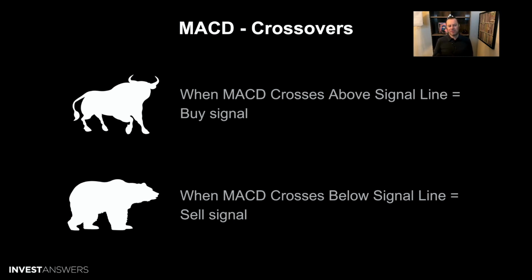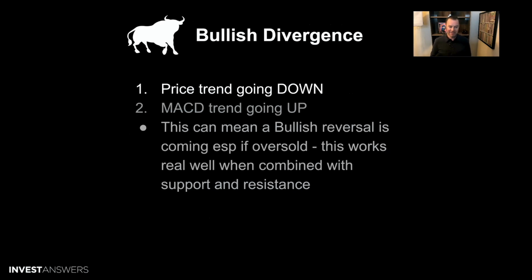Now, the crossovers are also very important. When the MACD crosses above the signal line, it's a buy signal, and I'll show you this as well. And when the MACD crosses below the signal line, it's a sell signal. And the final thing as well is bullish divergence and bearish divergence. So sometimes you can have, just like with RSI, you can have a price trend going down and the MACD trend going up. This is a very bullish sign, and this is an early indicator.